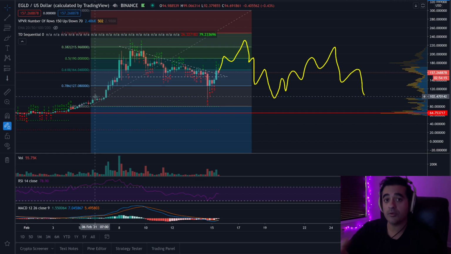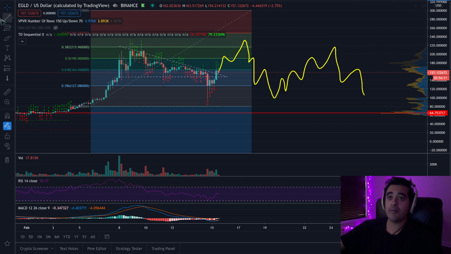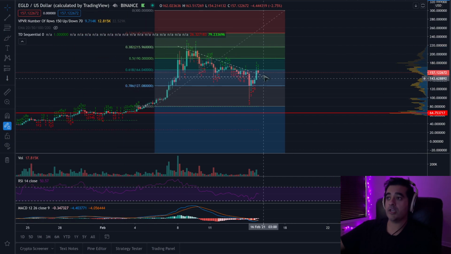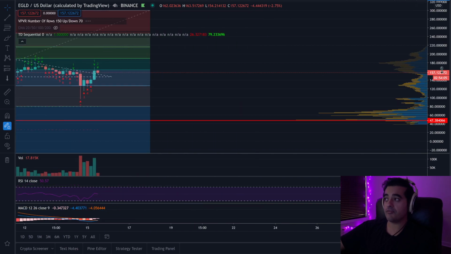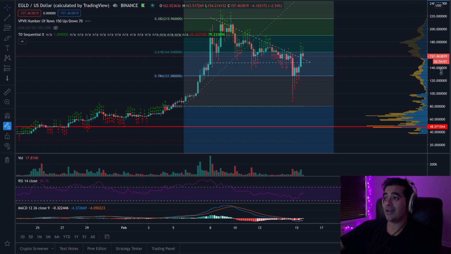I can't tell you what to do. I'm not a financial advisor. So make your own decisions, do your own homework. But at the moment, for the very short term, it's looking quite bullish. And we want to see it bounce off of this triangle, and we want to see what it's going to do on the way up.